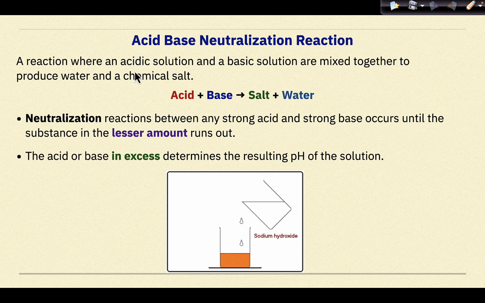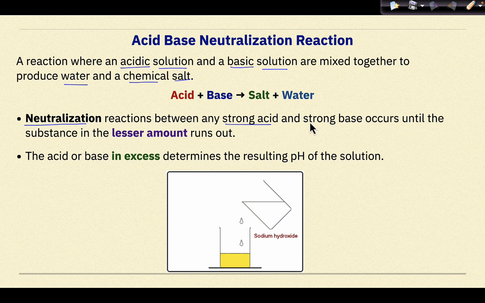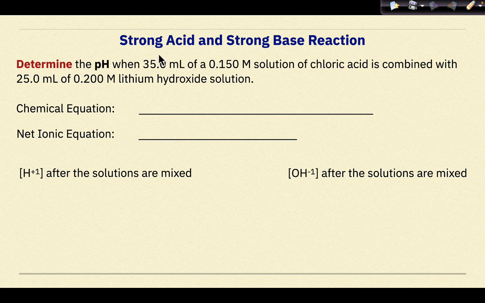An acid-base neutralization reaction is a reaction where an acidic solution and a basic solution are mixed together to produce water and a chemical salt. Neutralization reactions between any strong acid and strong base occur until the substance in the lesser amount runs out. The acid or base in excess determines the resulting pH of the solution. Strong acid, strong base reaction.